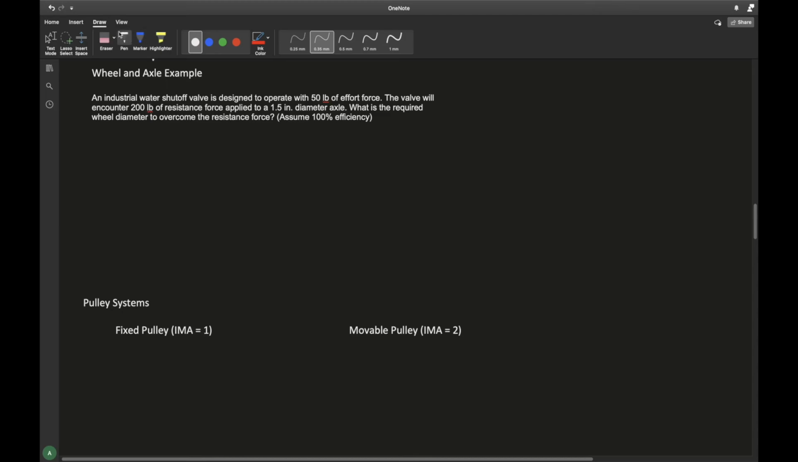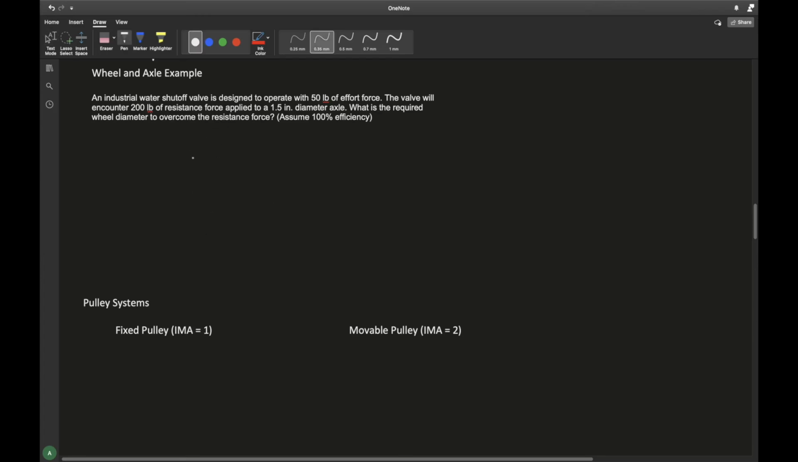So before we start, I would like you to draw out at home what you think the diagram of this system should be. What should it look like? Where should the effort force be? Where should the resistance force be? What does that wheel look like in total? So I'll give you a couple minutes to do that, and then we will draw it together.